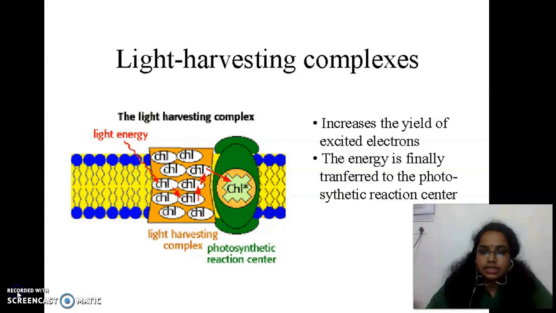Okay. So the light harvesting complex consists of different pigment systems which are compactly arranged. It has two types of pigment system: the antennae molecules and the reaction center. The light energy obtained by the antennae molecules is passed into the reaction center. The energy is finally transferred into the photosynthetic reaction center, and the photochemical reactions take place in the reaction center.